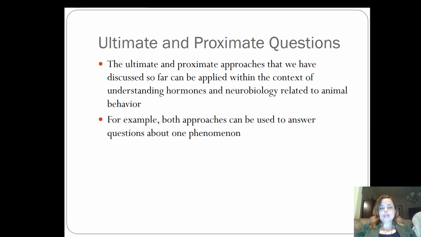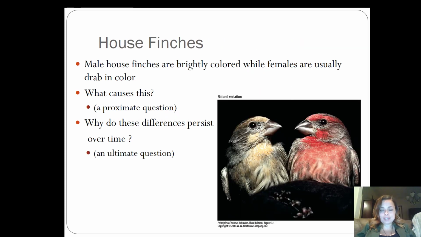Each animal behaviorist doesn't just use one of those kinds of questions. They may use two in the same study. They may use ultimate kinds of research questions in one study and proximate in the next. One is not better than the other. We just think of things from those different perspectives based on the research questions that we want to answer at that time. Let me give you an example.